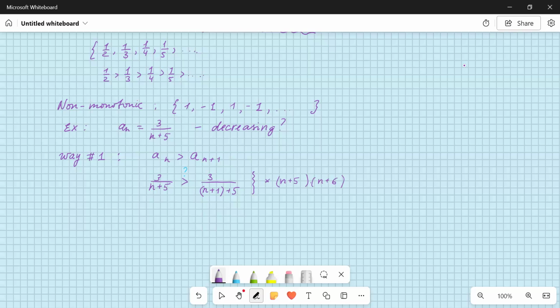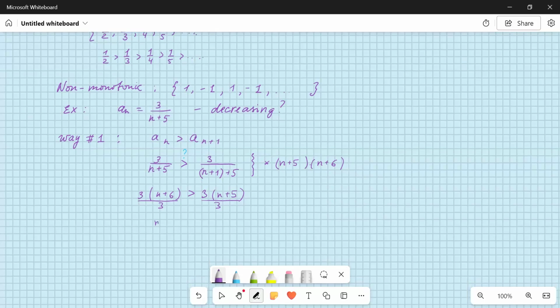N plus 5 is going to cancel, and I'm going to get 3 times n plus 6 over here. N plus 5 is going to cancel with this one. Here, I'm going to have n plus 6 cancel because it's n plus 1 plus 5, it's n plus 6, and I'm just going to get n plus 5. Well, what I can do here, I can divide by 3, right?